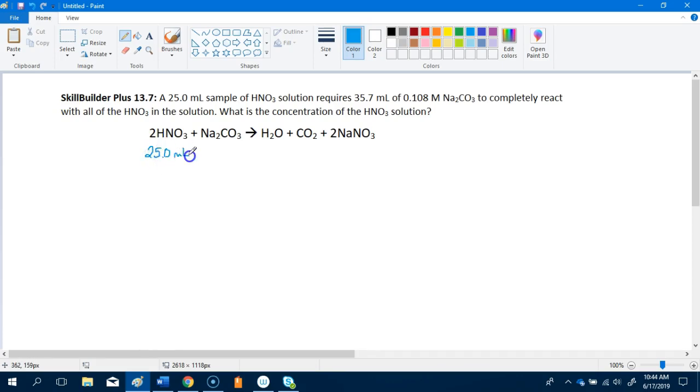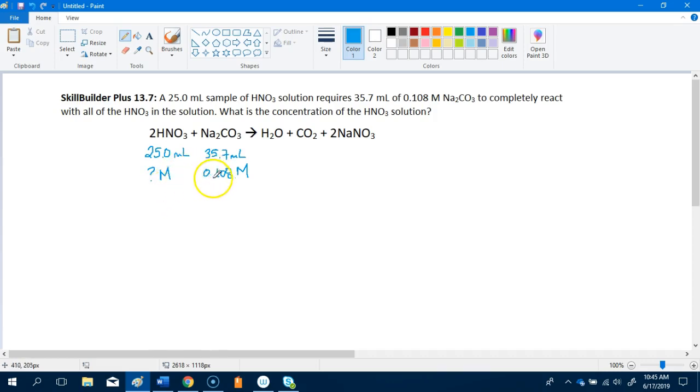25 milliliters of hydrogen nitrate requires 35.7 milliliters of sodium nitrate at a concentration of 0.108 molarity, which is moles per liter, to completely react with all of the hydrogen nitrate. What is the concentration then of the hydrogen nitrate?